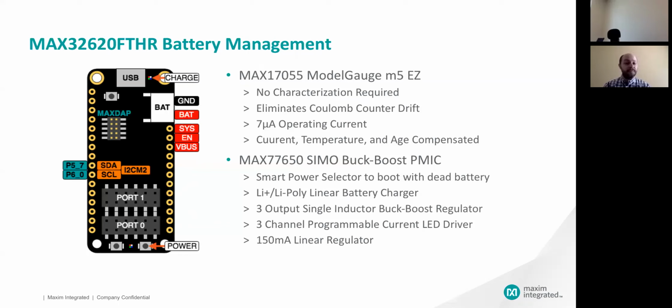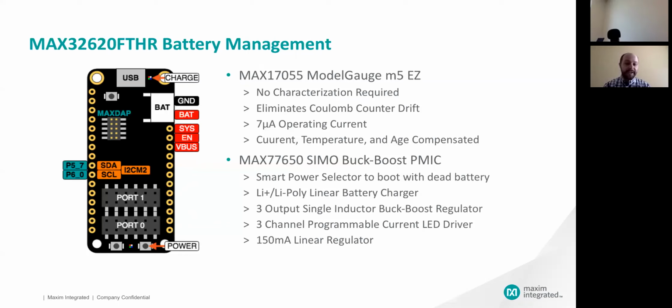It does include a Coulomb counter, but it also uses open cell voltage so it can eliminate the drift in the Coulomb counter as it goes along. And all of this is done with only 7 microamps of operating current. It includes things like current, temperature, and age compensation.